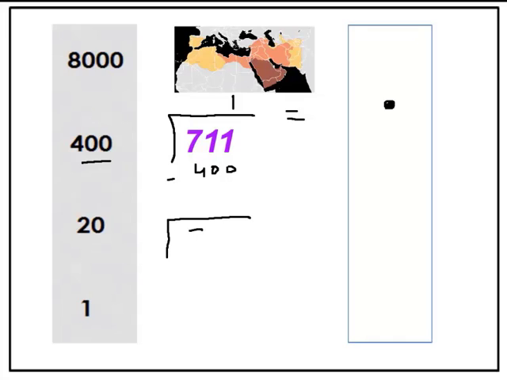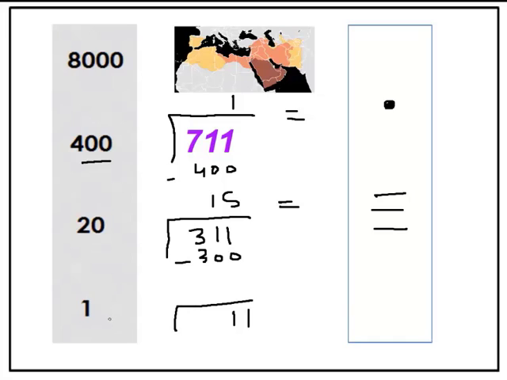711 minus 400 is 311. 20 goes into that 15 times. So we're going to write over here the Mayan number 15. 20 times 15 is 300, so we'll subtract 300 from 311. And now we're going to have 11. 1 divided into 11 is going to be 11. So there we have our number. This equation right here equals the number 711.